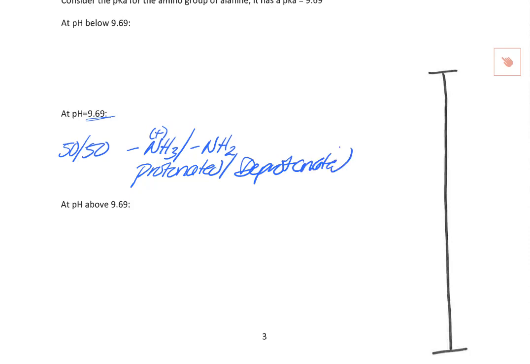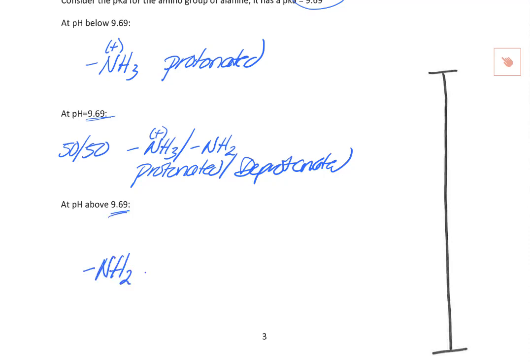If we have a solution where the pH is less than this pKa, then the solution is acidic enough, and don't get confused when I say acidic enough, because you can be like, well, this is a basic solution. Yes, I know, but it is acidic enough to the point where we can't pull off that proton yet. So that stays protonated. But as soon as you're above 9.69, then your amino group becomes deprotonated completely.